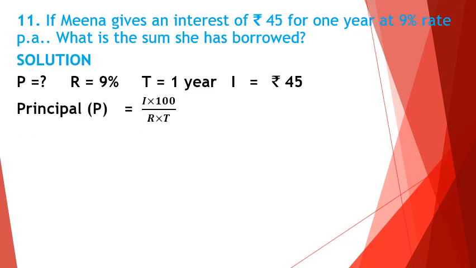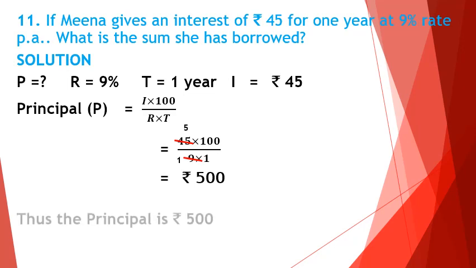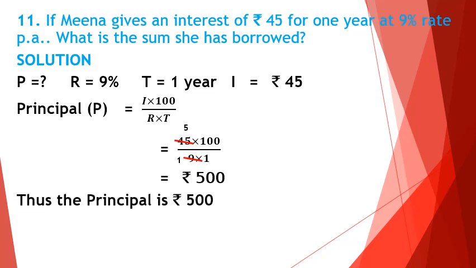The principal P equal to I into 100 upon R into T. Now you have to just substitute the values in the formula. So we get 45 into 100 upon 9 into 1. 9 and 45 can be cancelled. We get 5 in the numerator and 1 in the denominator. So the answer is 5 into 100, rupees 500. That is, the principal is rupees 500. That is the sum Meena borrowed is rupees 500.